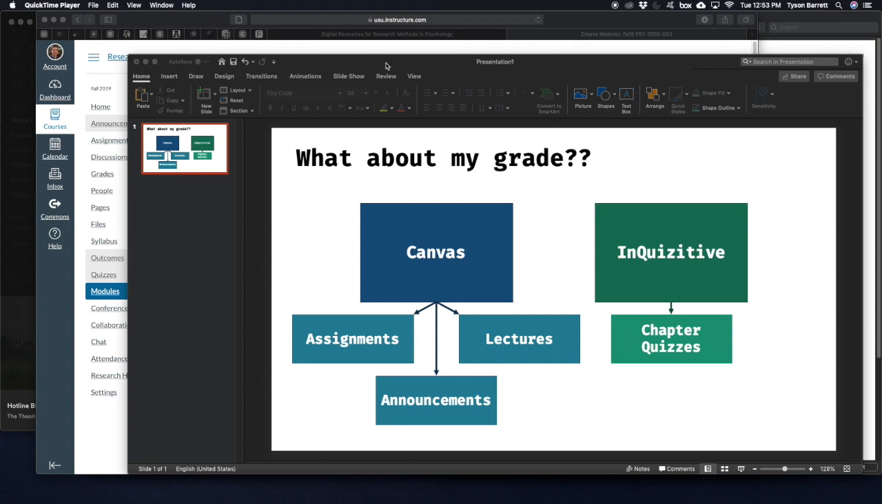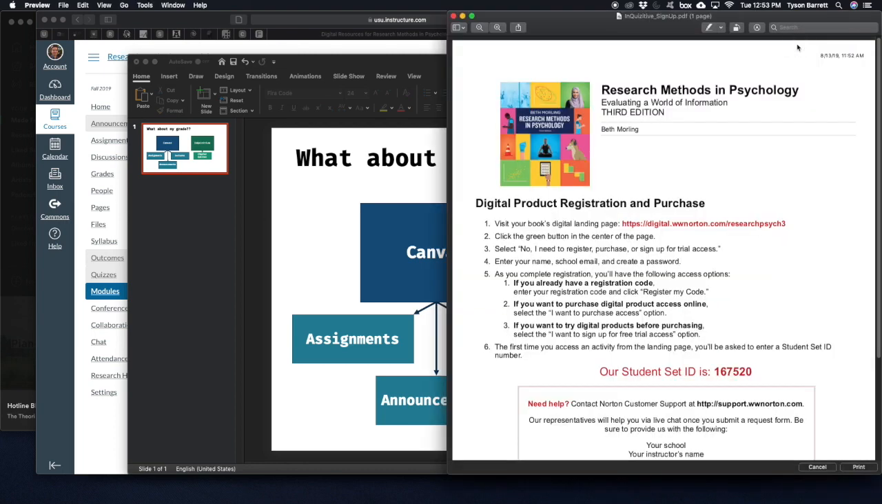To make sure that you understand what is happening with InQuizitive, I want to highlight this. So this is in the introduction module. If you go to this website, it's going to be where you access InQuizitive. Follow the instructions. If you don't have a registration code and you don't have the book yet, you can get a trial. It's for about 20-21 days, which can help you while you're deciding how you're going to purchase it.